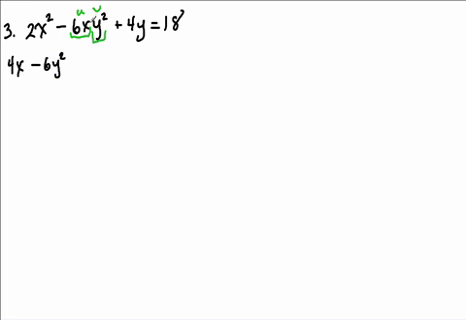Okay, then the derivative of this times this, so that would be minus 6x times 2y dy dx. Yes, in these cases I always put v prime last because of the dy dx component. Then plus 4 dy dx, and that equals 0.